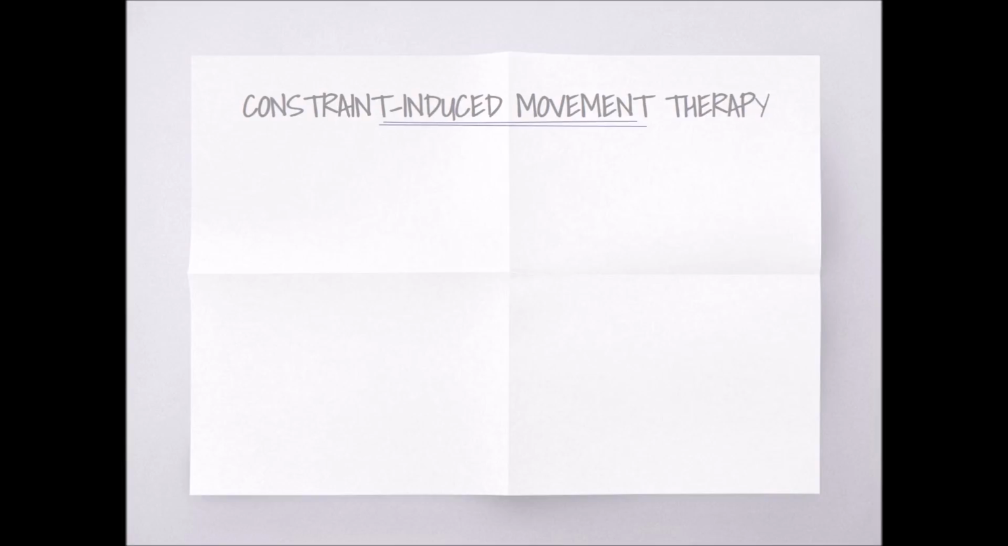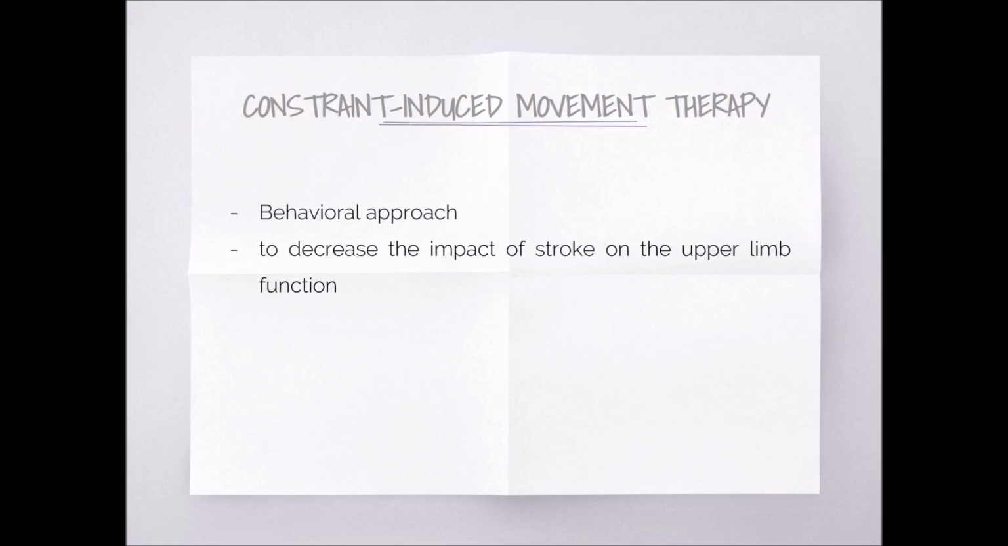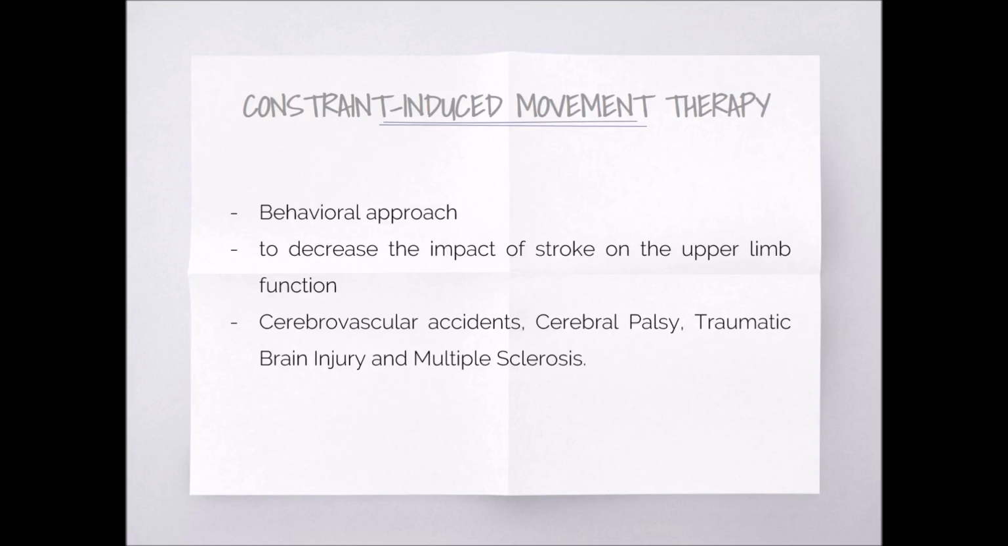Constraint-induced movement therapy, or CIMT, is a behavioral approach to neurorehabilitation designed to decrease the impact of stroke on the upper limb function of individuals who are survivors of cerebrovascular accidents, cerebral palsy, traumatic brain injury, and multiple sclerosis. CIMT is composed of a set of rehabilitation techniques that aims to improve and increase use of the more affected extremity while restricting the use of the less affected arm.